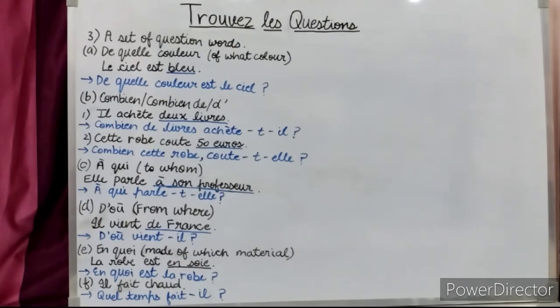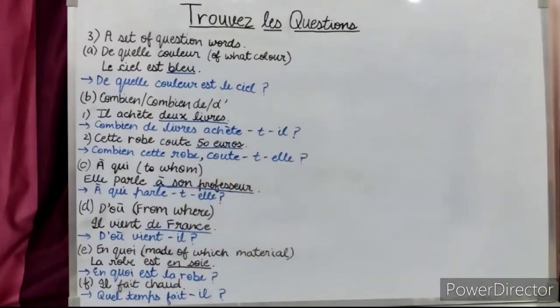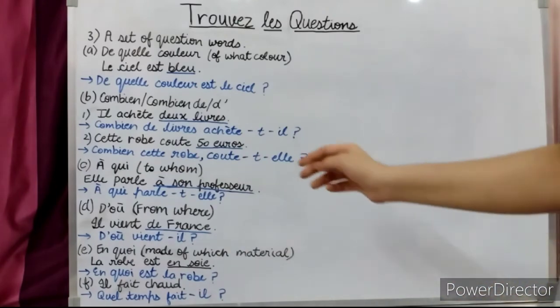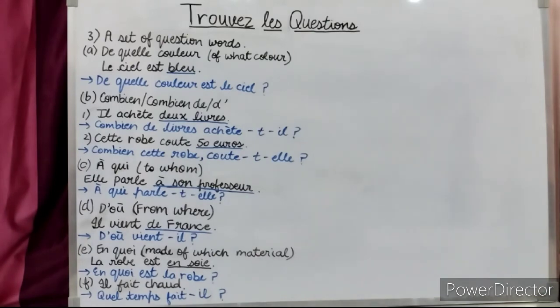Let's see the C part, which is à qui, to whom. Elle parle à son professeur. She talks to her professor. À qui parle-t-elle? To whom does she talk? So here à son professeur is underlined. À qui is used when in the answer à plus a person is there. Then we replace it with à qui. To whom does she talk? À qui parle-t-elle?